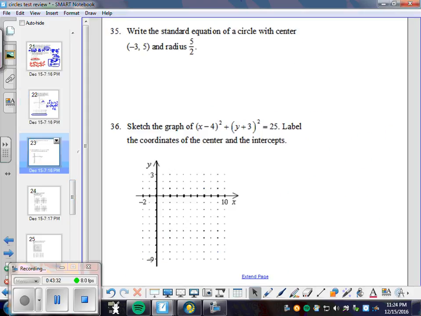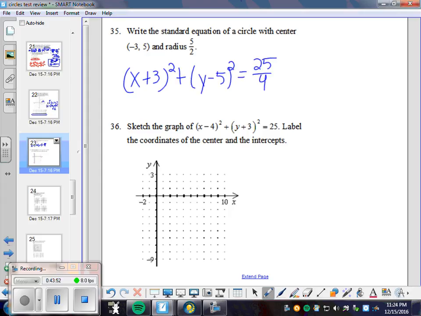35. Write the standard equation of a circle with center negative 3, 5 and radius 5 halves. So it would be x plus 3 squared plus y minus 5 squared equals 25 over 4. Because when you square 5, you get 25. When you square 2, you get 4.